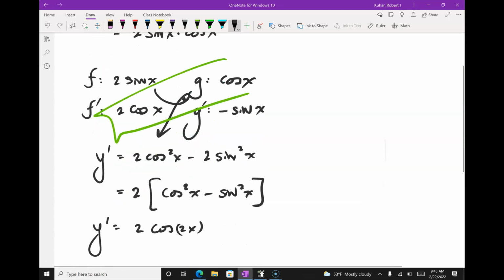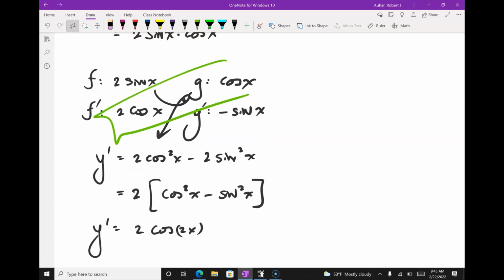Same problem with my chain rule now. Don't let me go too fast. We ready? Almost.